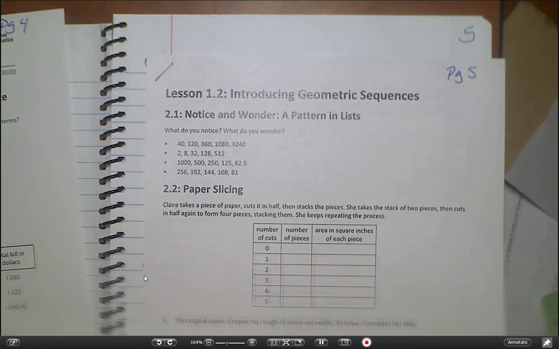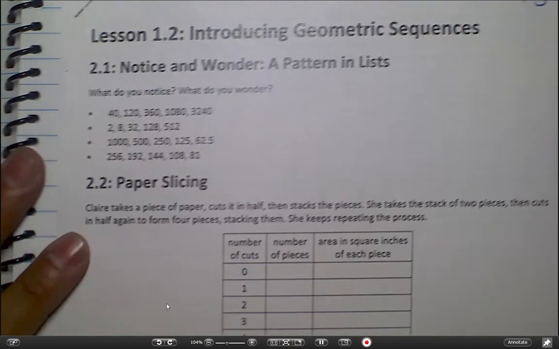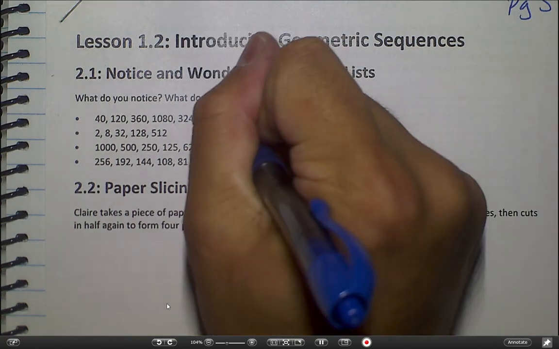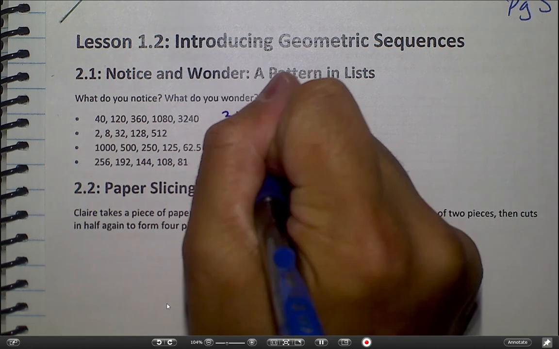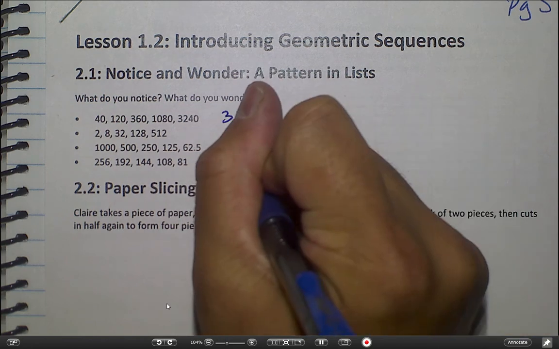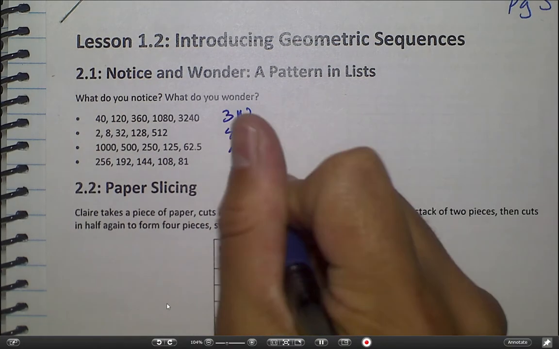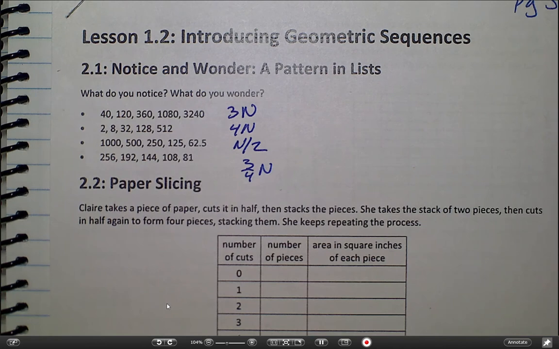All right, so you guys recognize those questions that we have right there? Yes. All right, what do we have for the first one? 3n, right? What was the second one? 3rd one? 1/2 n, right? Or n divided by 2, right? And the last one was 3/4 n. Very good.